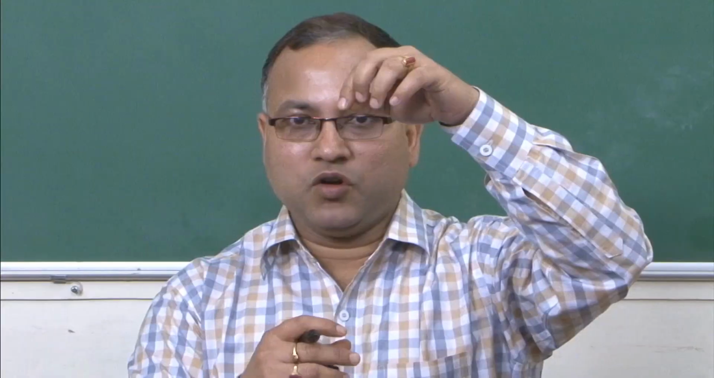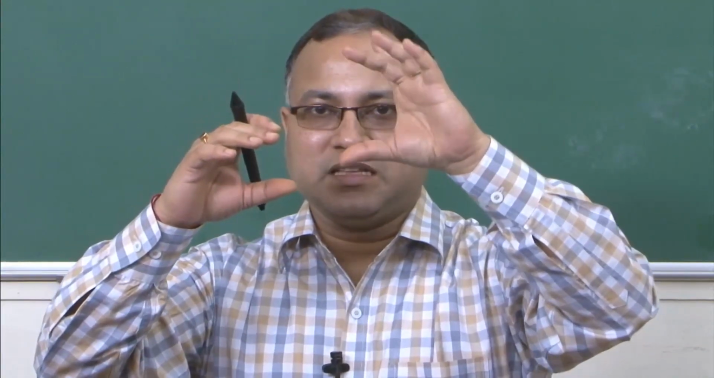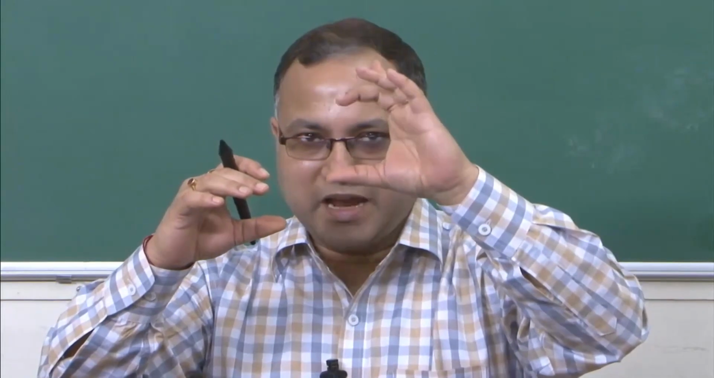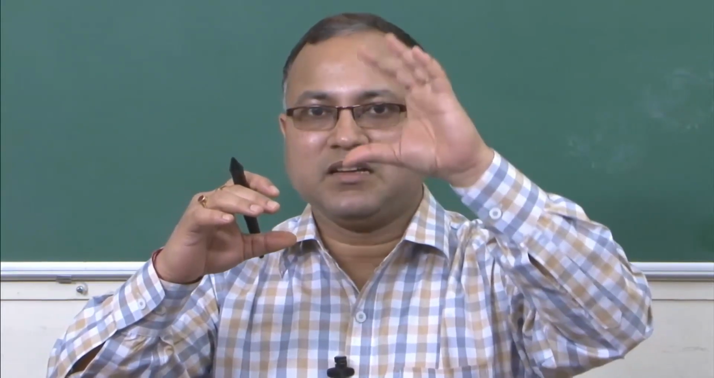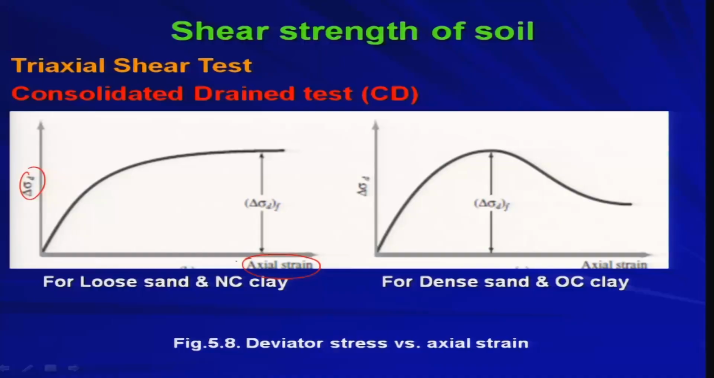You are applying that load, and because of that you will get the shortening or the squeeze, the strain, in the soil specimen in the vertical direction, right. So, slowly as you increase delta sigma d, your axial strain is also increasing, and then it becomes almost constant. Whereas, in case of dense sand and over consolidated clay, you get an initial increase, and then it reaches the peak, which gives you the failure stress, the failure point, and after that it decreases. Okay, this is the falling part.